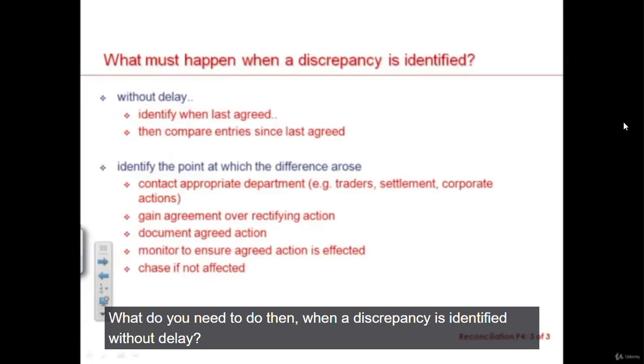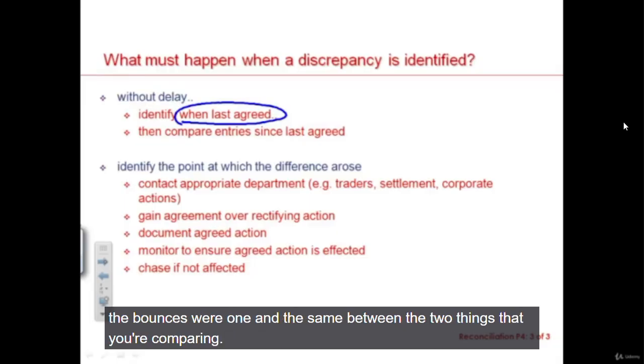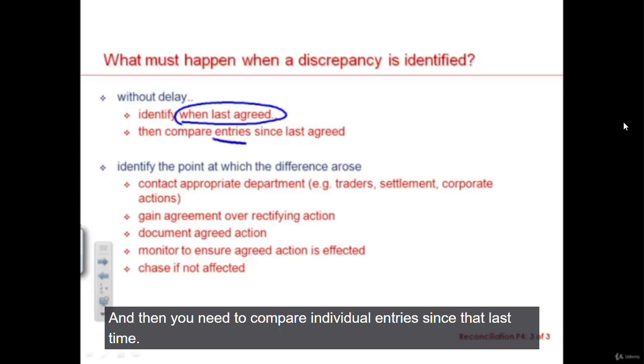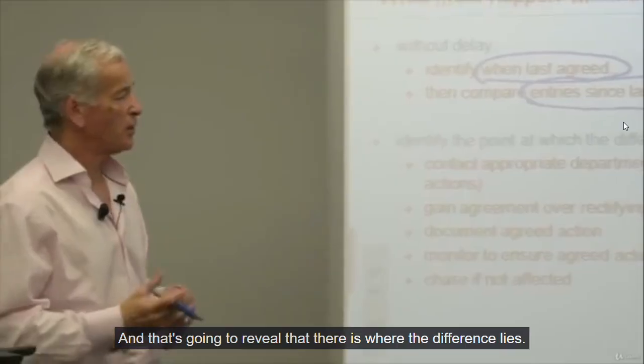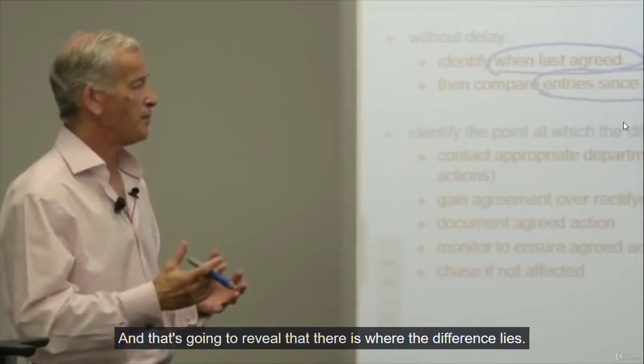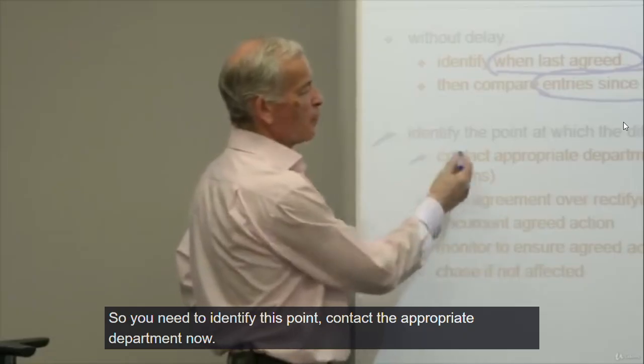What do you need to do then when a discrepancy is identified? Without delay, you need to identify when you could last agree. So you need to go back to where the balances were one and the same between the two things that you're comparing. And then you need to compare individual entries since that last time. And that's going to reveal where the difference lies. So you need to identify this point, contact the appropriate department.